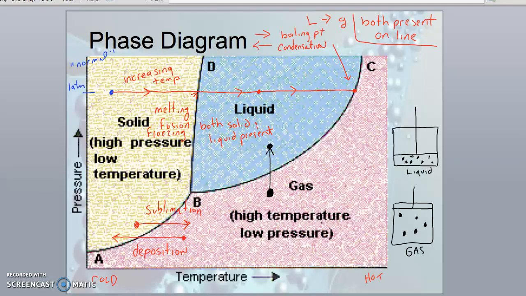This is an example of a phase diagram, and the colors illustrate the different phases. Notice on the y-axis we have pressure, and on the x-axis we have temperature. We have the gas phase in this area that's colored pink or purple. Our liquid is blue, and our solid is the yellow color.